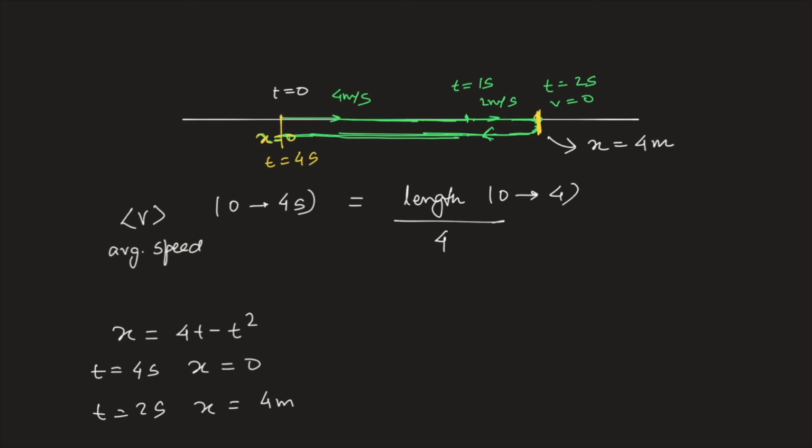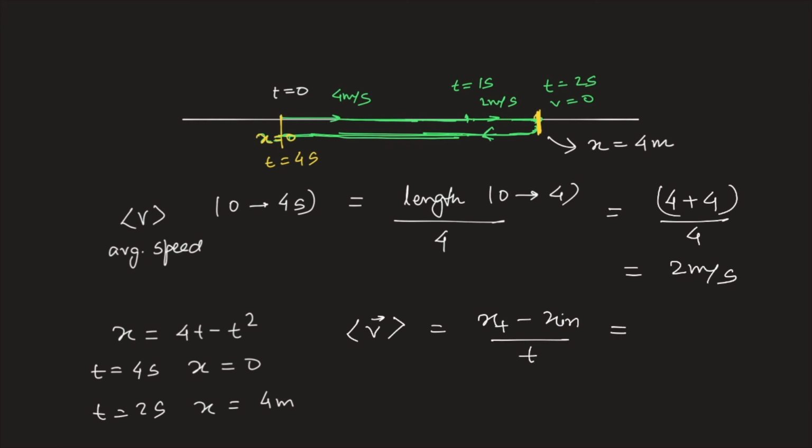So what is the length of the path? The length of the path is 4 forwards plus 4 backwards, divided by the time, that is 4, and that is equal to 2 meter per second. That is your average speed. Now what is the average velocity? The average velocity is final position minus initial position divided by time. We all know that. The final position is 0, the initial position is 0 and time is 4, so the average velocity is 0 meter per second.